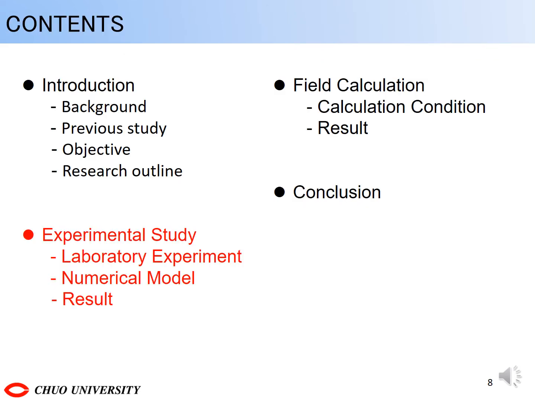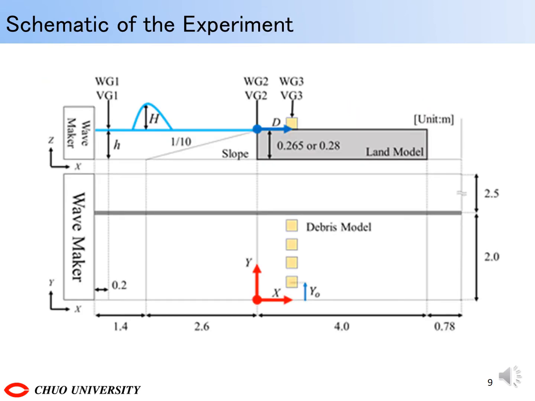Next is about the experimental study. This is the scale of the hydraulic experiment. The experimental water tank was 8.78 meters long, 4 meters wide, and 58.5 centimeters high. The width was set to 2 meters by using a partition plate.